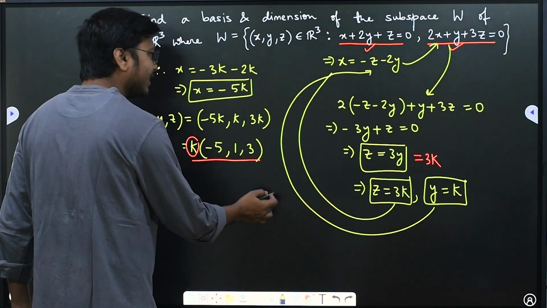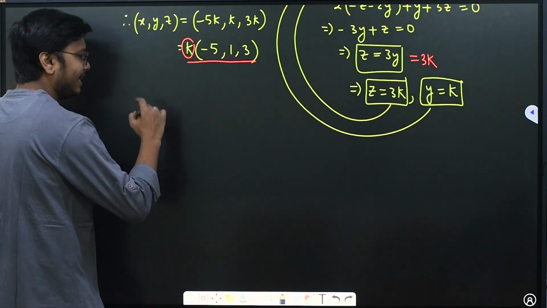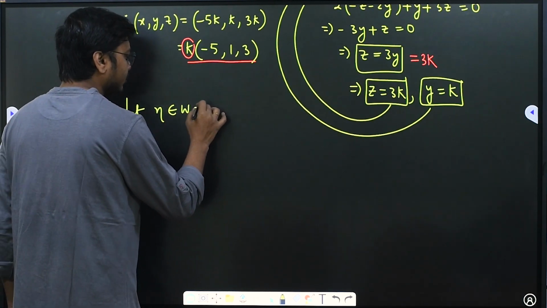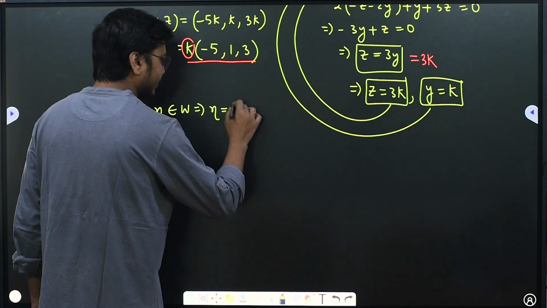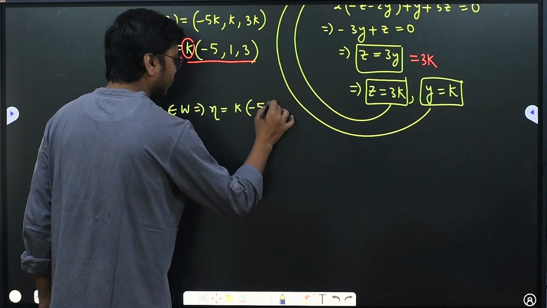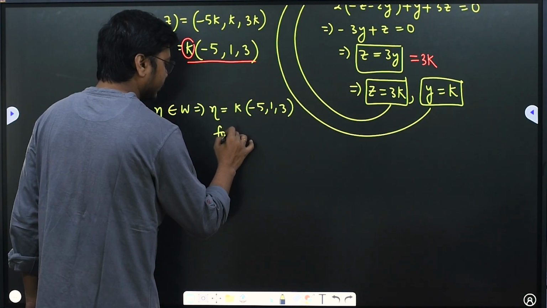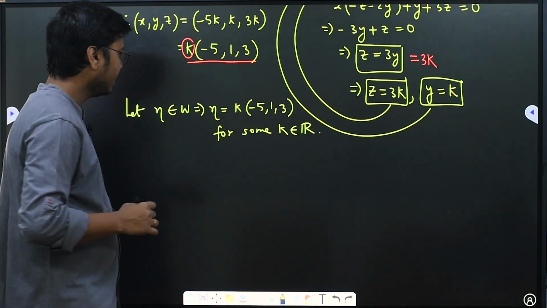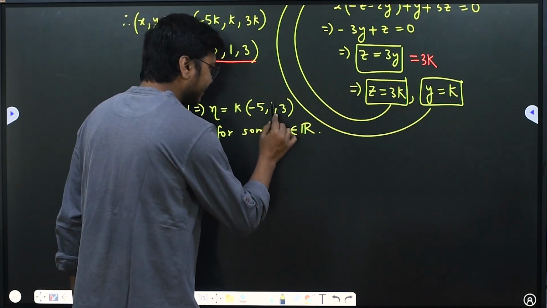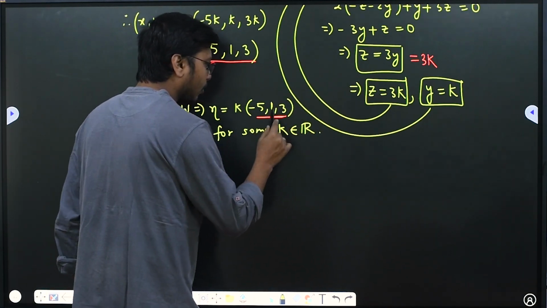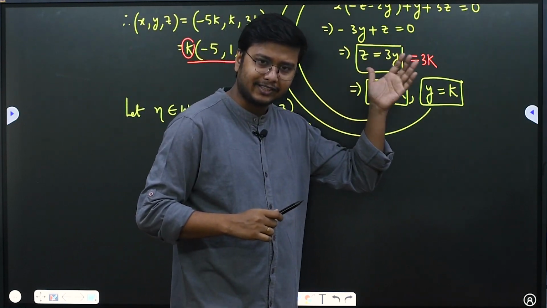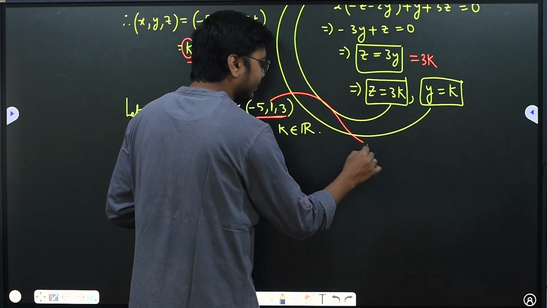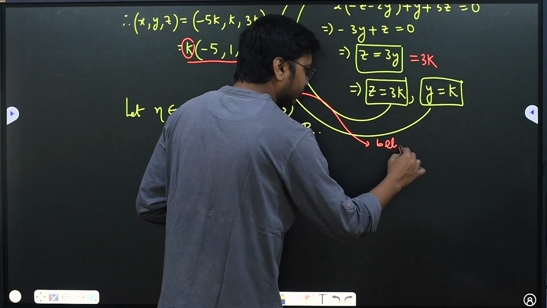Okay, so again now the same process is going to continue. I'll take a random element from W. So let eta belong to W. So this would mean eta would be looking like k times minus 5, 1, 3 for some k belonging to real numbers. And you can obviously see that since I have found this value by solving the two equations in the given criteria for finding W, obviously this element belongs to W.